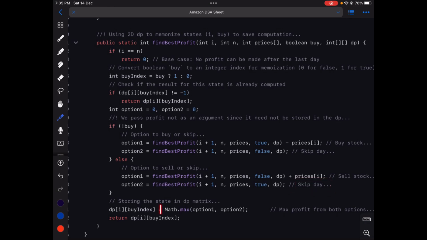Now, whether it would be option 1 or option 2, whichever gives me more profit, I'll store it according to the index. And when I have stored it according to the index, I return the value of dp of I. So that is for the code.